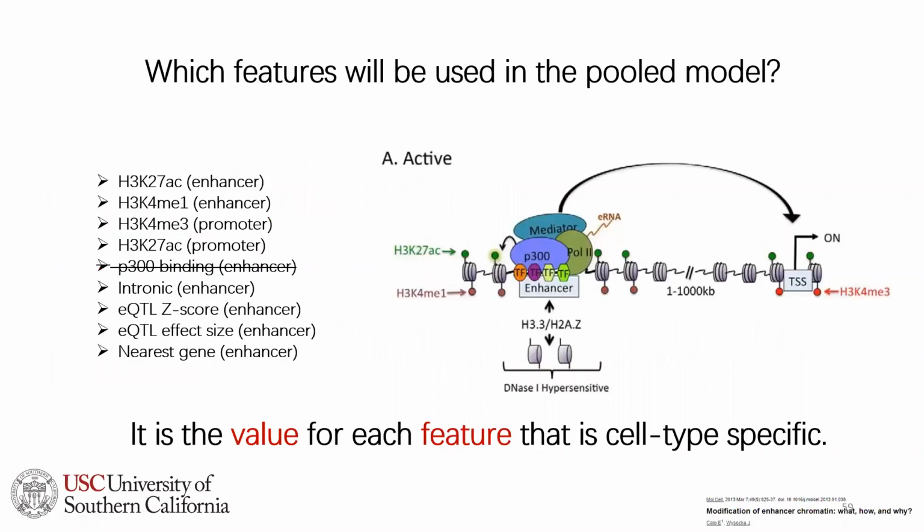So I think that the way we can do this is the features we would use for a pooled model would be all the features that are common to both cell lines. So that is basically the full list minus P300, because remember that was not available in the colon line, so we'd have to drop that.